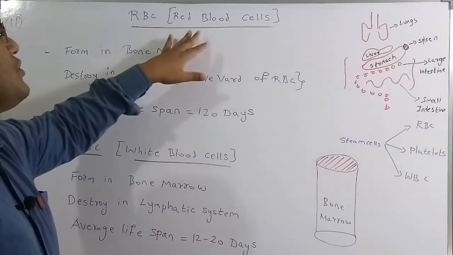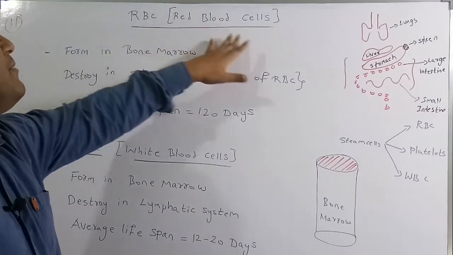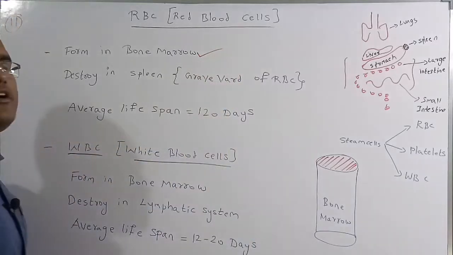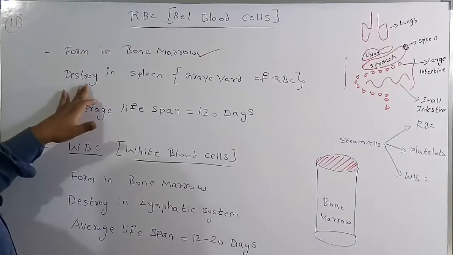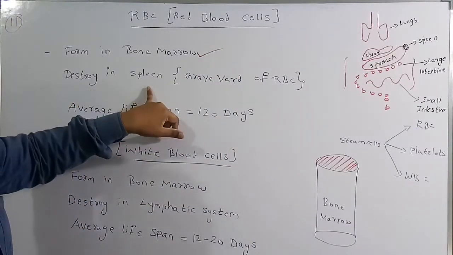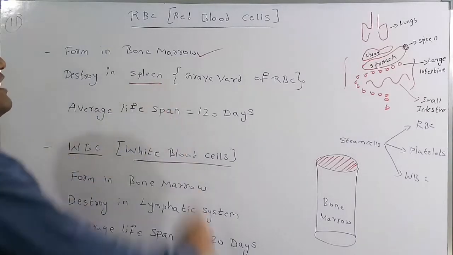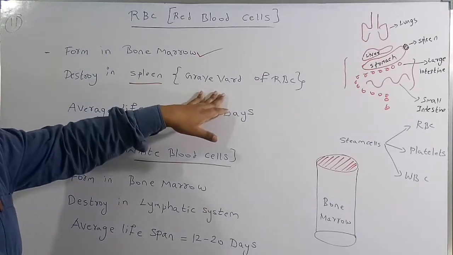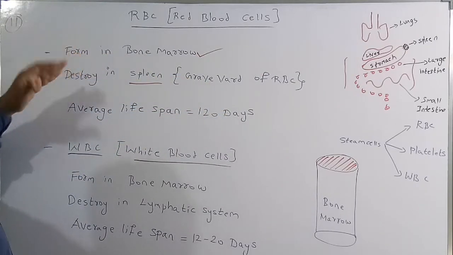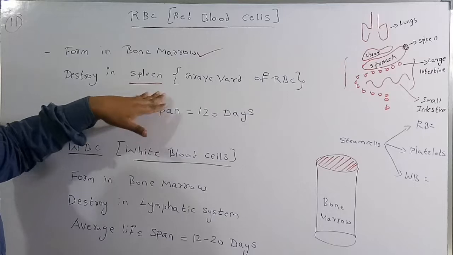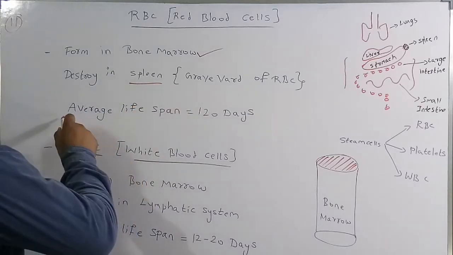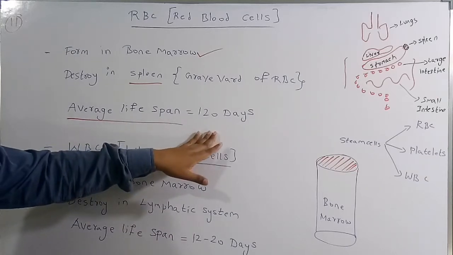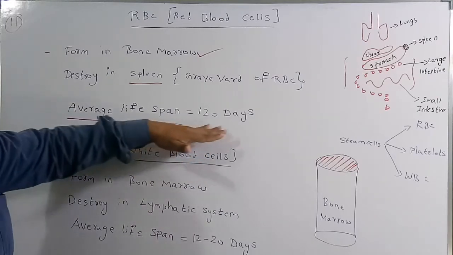So now we will discuss the RBC. RBC means red blood cells. They form in the bone marrow, but they die or are destroyed in the spleen. So the spleen is called the graveyard of the RBC. Therefore they form in the bone marrow and are destroyed in the spleen, and the average lifespan of the RBC is 120 days. Means they can survive 120 days.